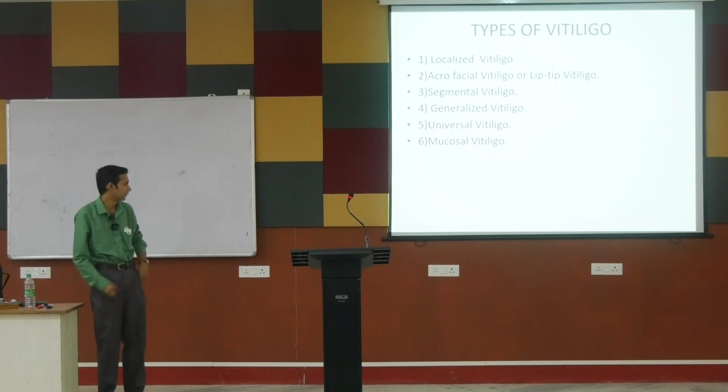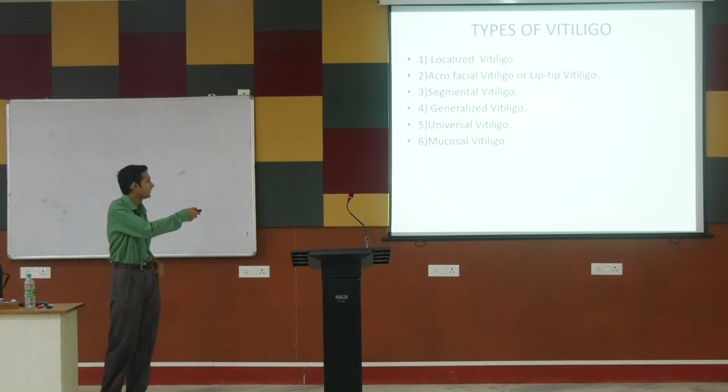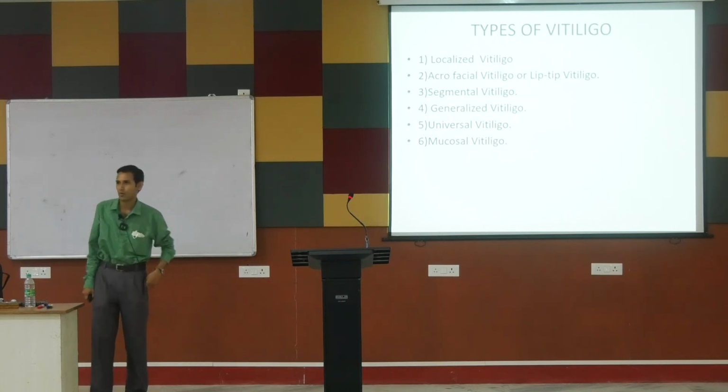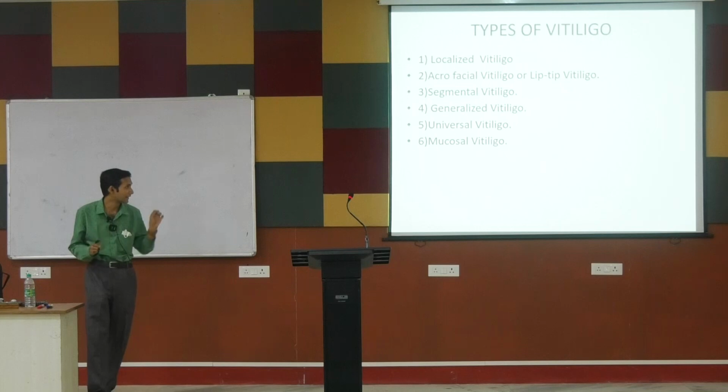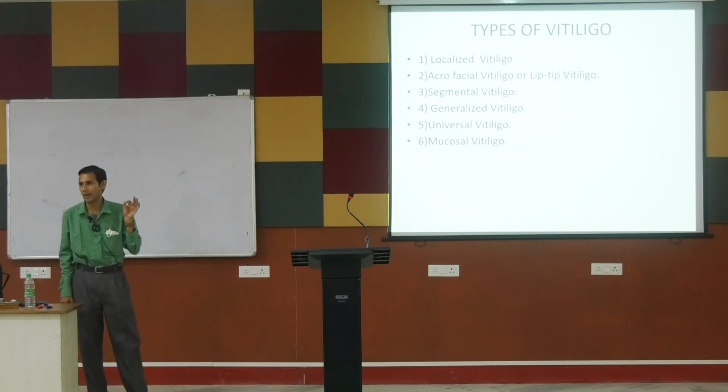Number 2 is the acrofacial vitiligo or lip-tip variety of vitiligo. What is acrofacial vitiligo? That means the depigmented patch is present in the lip or the facial aspect, and the tips of the fingers and tips of the toes are mainly affected. This is known as the lip-tip variety of vitiligo or acrofacial type of vitiligo.